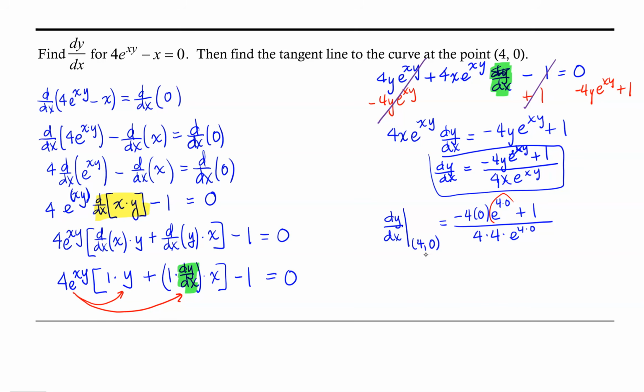So e to the 4 times 0, that is equal to 1. And in my numerator, 4 times 0 times 1 is going to give me 0 plus 1, over 4 times 4 times 1. So the slope of the tangent line at the point (4, 0) is 1/16.